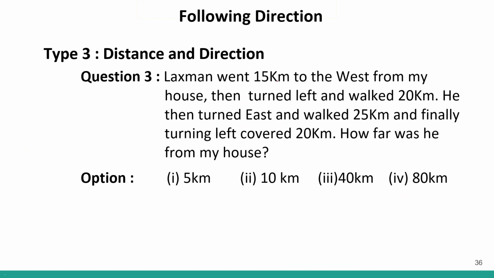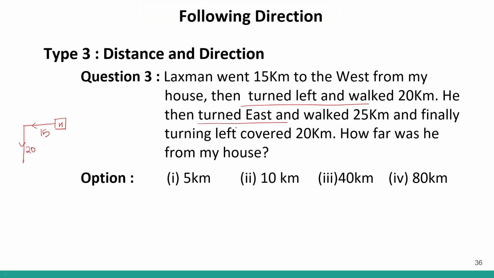Now, Lakshman went 15 kilometers to the west. So 15 kilometers to the west from my house. So let's say this is the house, I am just assuming. 15 kilometers west is in this direction. Then he turned left and walked 20 kilometers. So left will be this direction and walking for 20 kilometers, right?